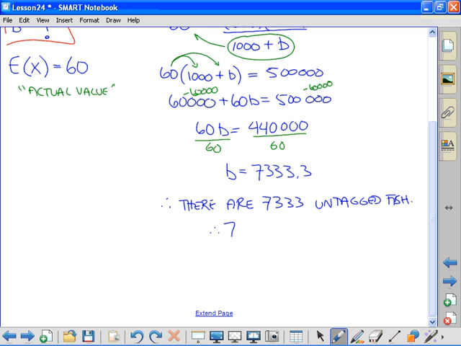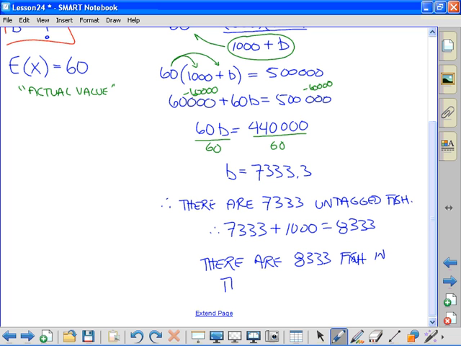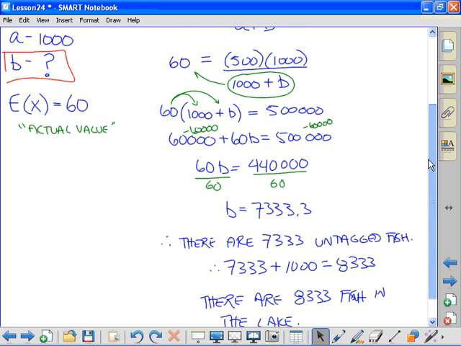So therefore, 7,333 plus the 1,000 that are tagged, 8,333. So there are 8,333 fish in the lake. Okay, so this is how wildlife studies work. They tag some, they come back in a year, and they use this reverse hypergeometric calculation to determine that value.